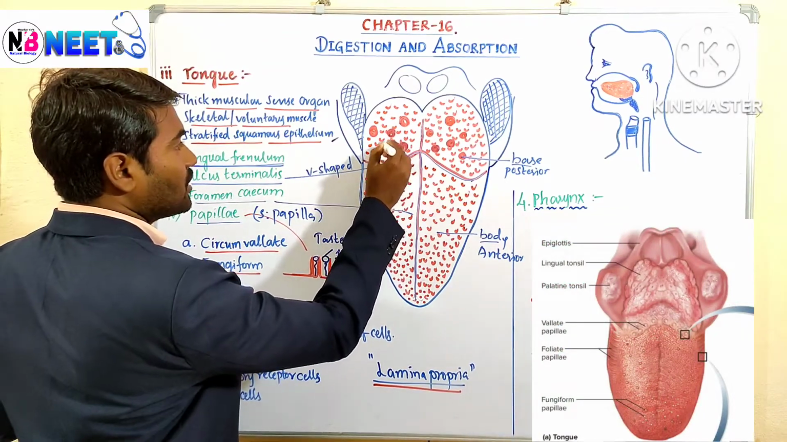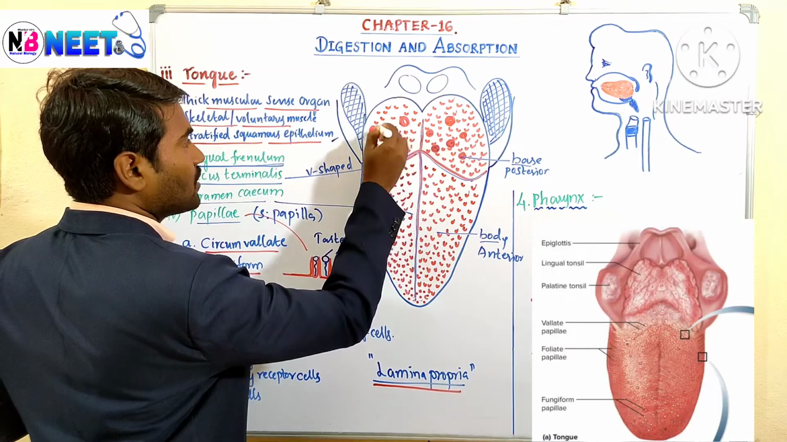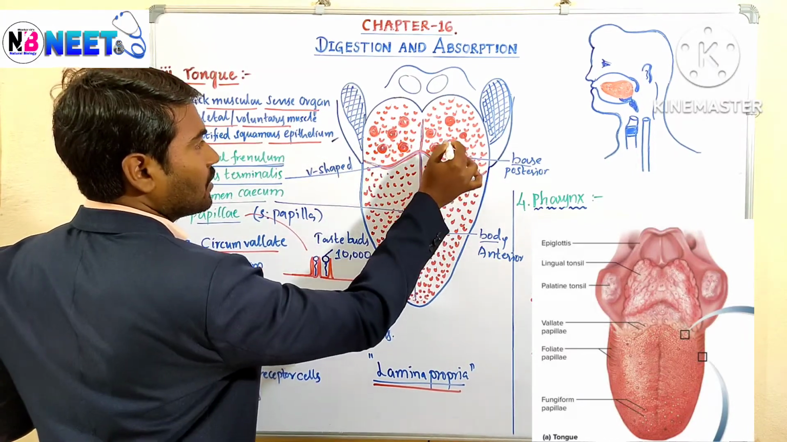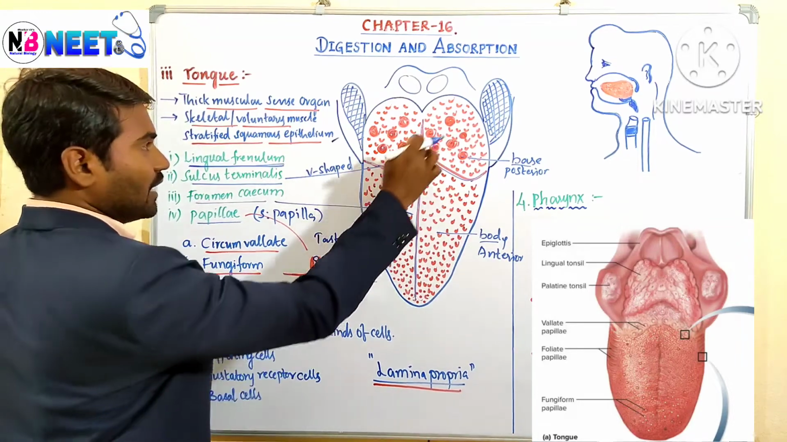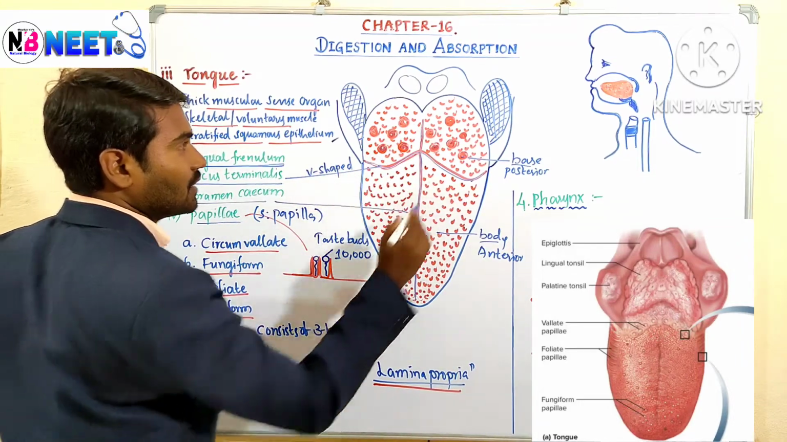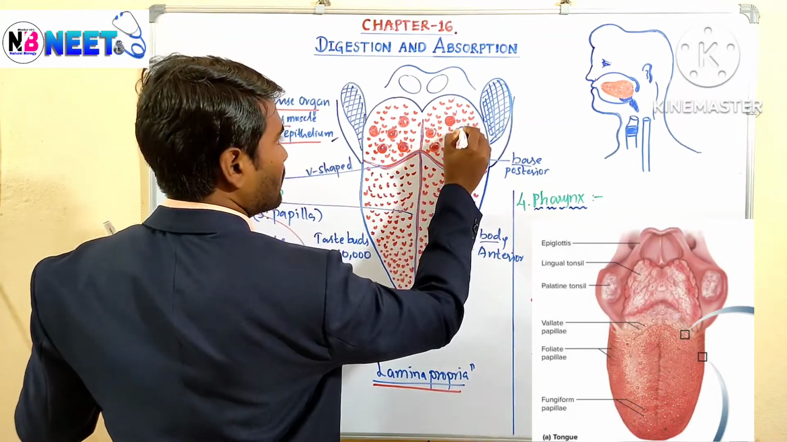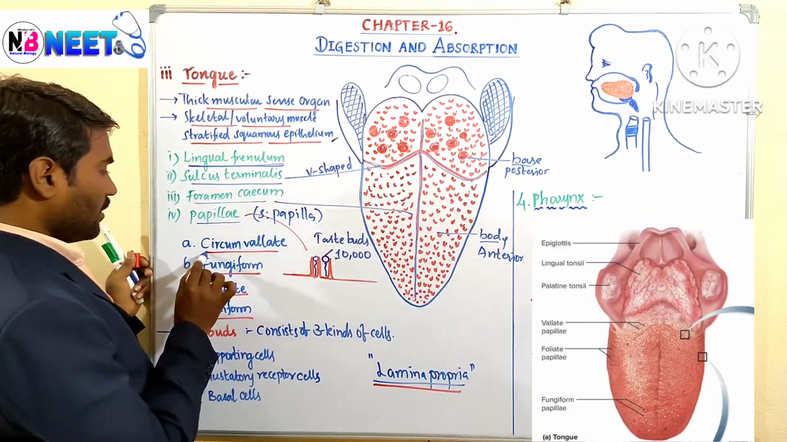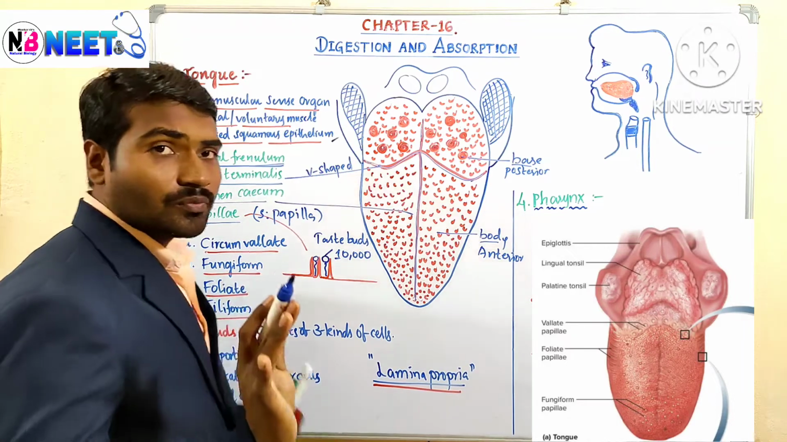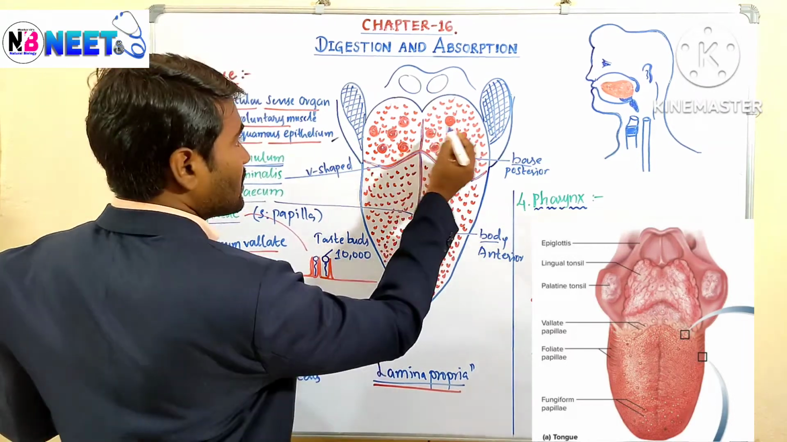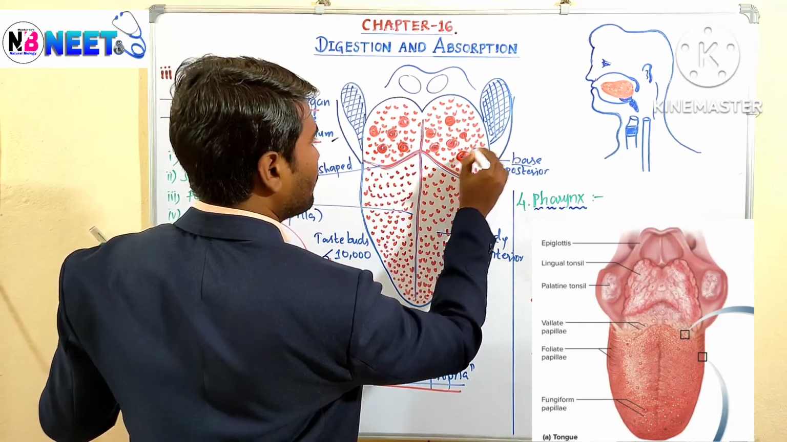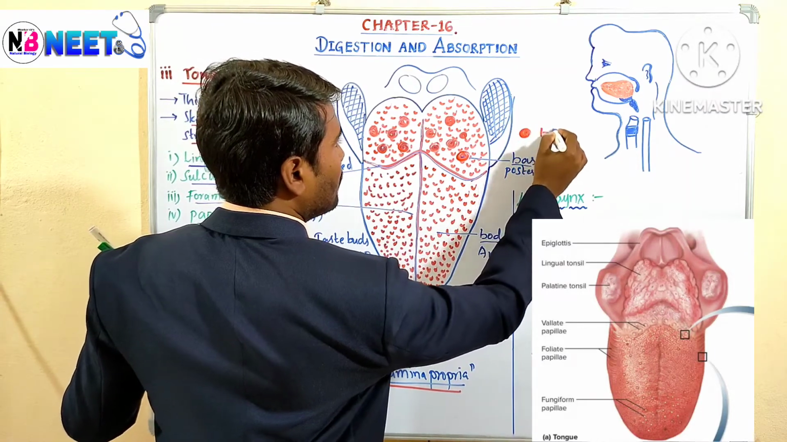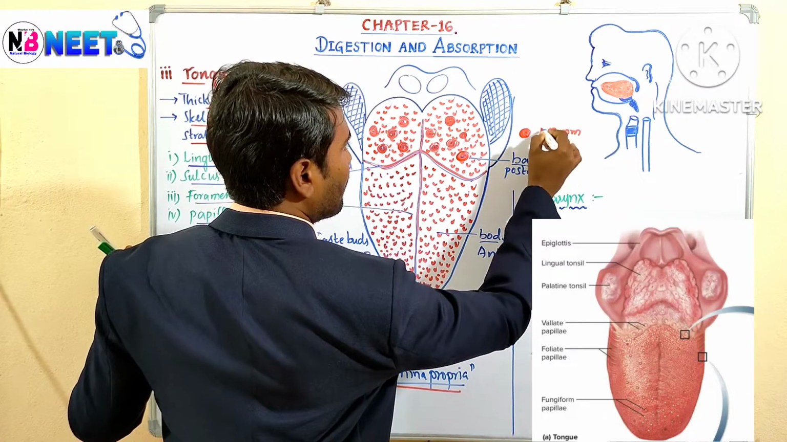These large roundy structures at the base of the tongue are called circumvallate papillae. Here we can see these are the circumvallate papillae. Understood? If you see this structure, the circumvallate papilla, it is nearly 1 to 2 millimeters in diameter.